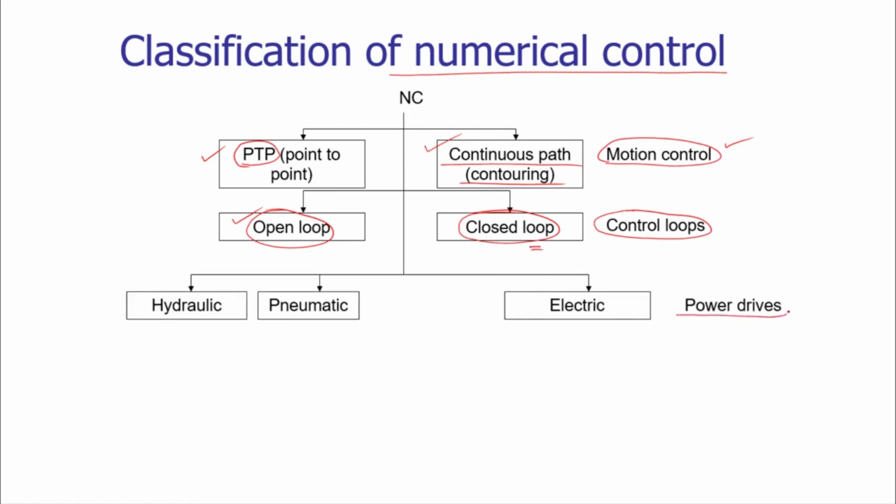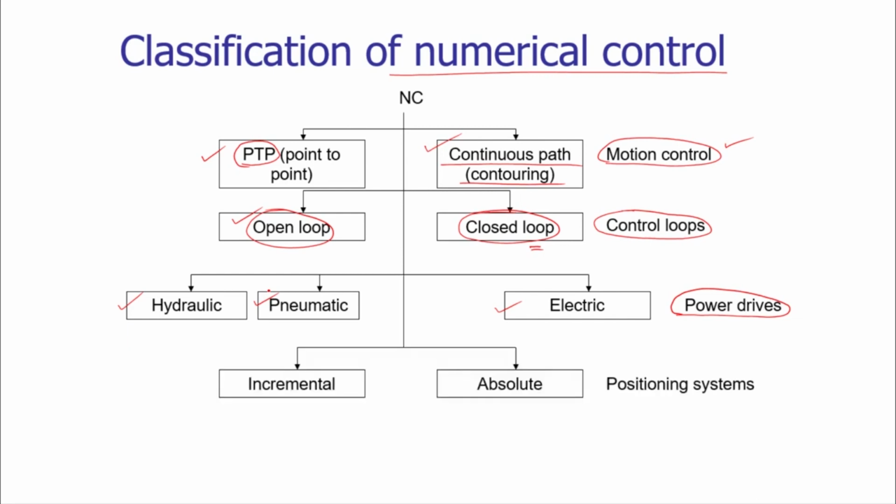The next classification we can have is based on the power drives. When we are using electric motors, it is an electric drive based numerical control. Certain CNC machine tools are utilizing the hydraulic and pneumatic drives as well. We can have a classification based upon the positioning system, what kind of positioning system the machine tool is following, whether it is incremental or the absolute one. We will be seeing what is the meaning of the absolute and the incremental positioning system in the next slides.